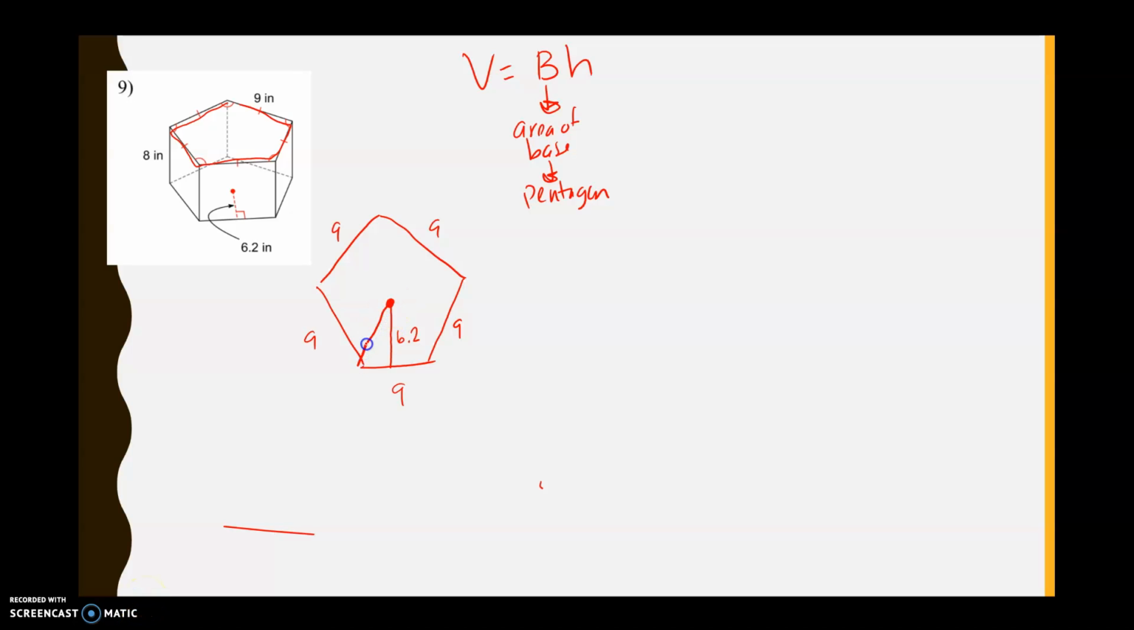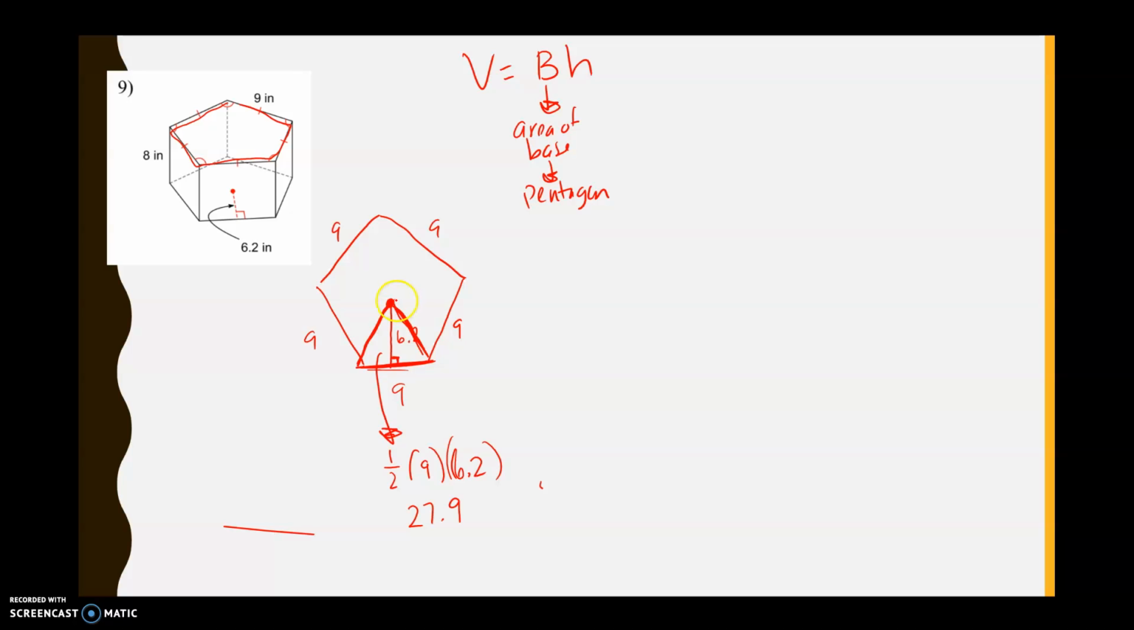if I make a triangle here, this triangle, I could figure out the area of just this one triangle, which is going to be 1/2 the base, which is 9, times the height, which is 6.2. So I'm going to multiply this. 1/2 of 9 times 6.2 straight into the calculator, and that's going to give you 27.9. All right, so that's just for one of your triangles, though. That was just the area of one of them.